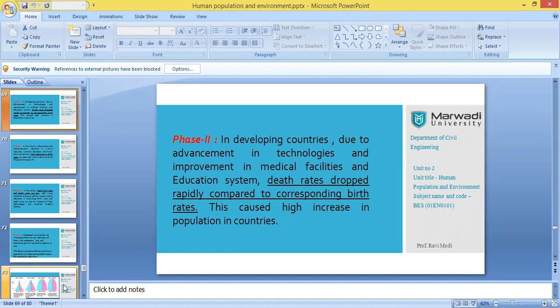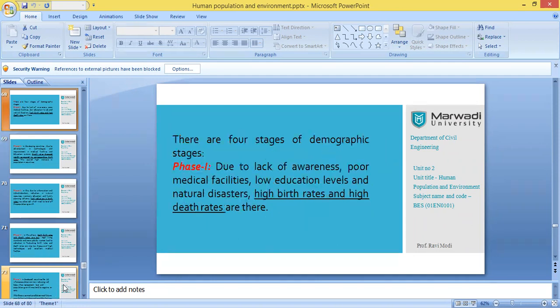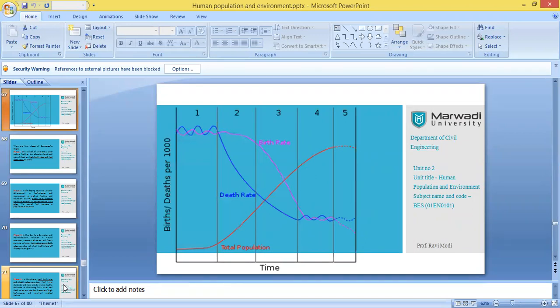In phase two, in the developing countries, due to advancement in the technologies and the improvement in the medical facilities and the education system. Just see the point over here, that with improvement in the medical facilities and technologies, people have become smarter, and the death rates dropped rapidly, corresponding to the birth rate. So this caused a high increase in the population in these countries. Still there was no control over the birth rate, but due to medical science and higher facilities, the death rate was reduced. So that is why it is reducing in phase 2, but the birth rate is not reducing as much.